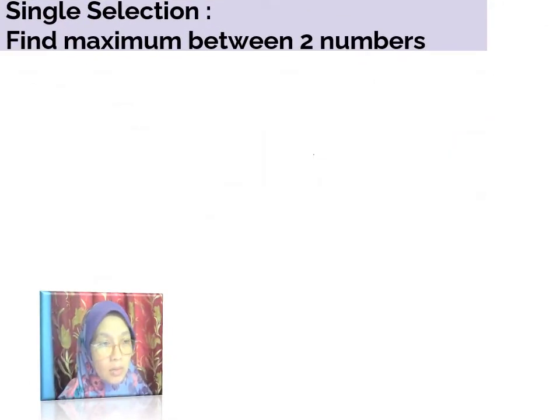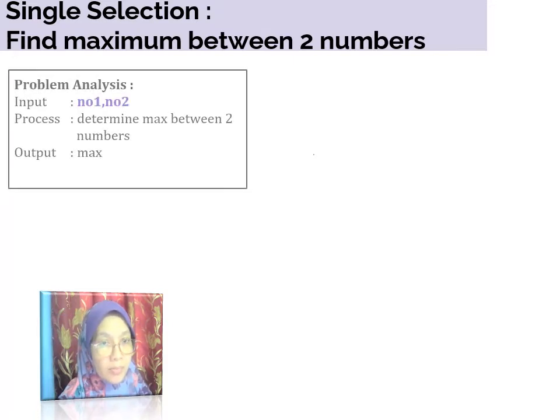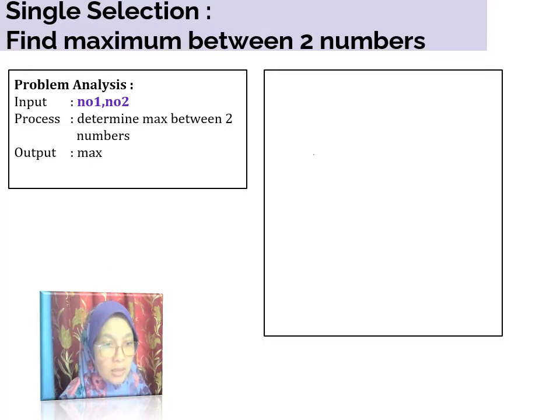Okay. Hello, awesome student. Let's start with example 1. Find the maximum between two numbers. Here I use single selection. As a problem analysis, input number 1 and number 2. Process: determine the maximum between two numbers. Output: max. Okay, how do I do that? Let's see how I do the pseudocode for this question.